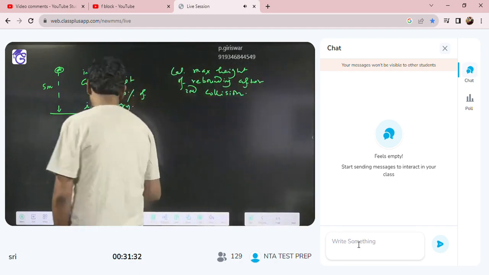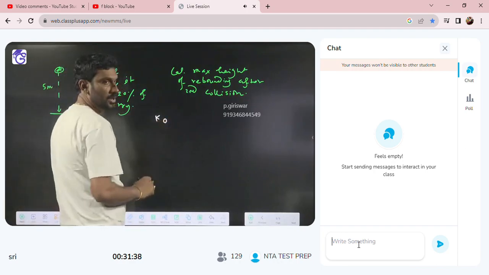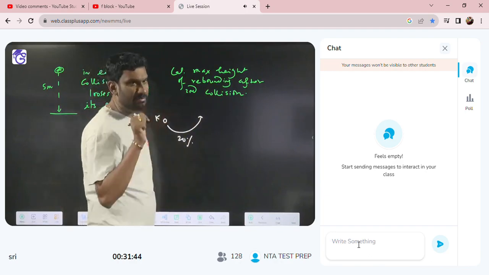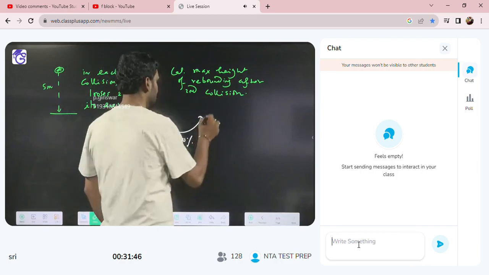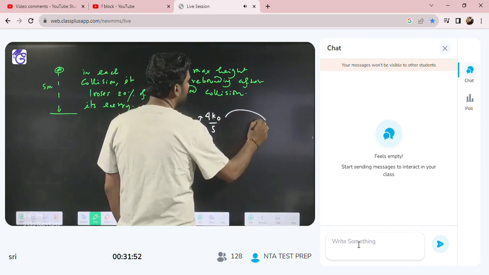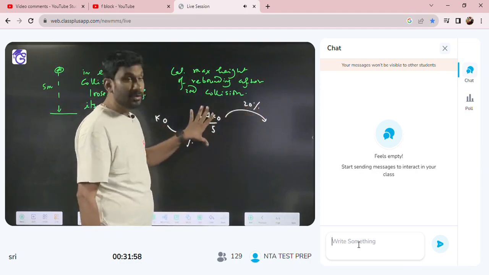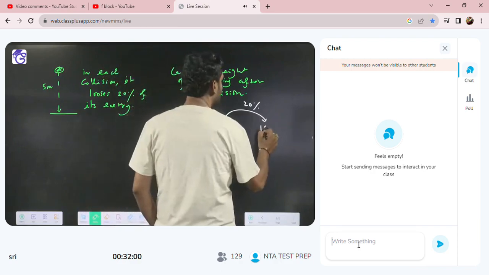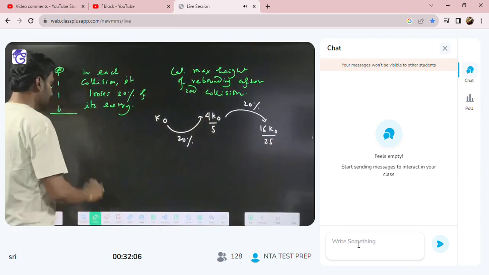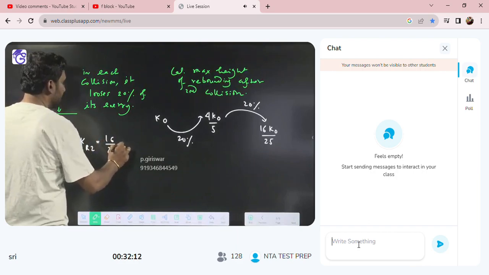When I solve it, you do like this. You take the energy to be K naught initially. After first collision, it loses 20%. 20% means 1 by 5. So remaining is 4 K naught by 5. Then again it loses 20%. So 4 by 5 of 4 K naught by 5 remains, that is 16 K naught by 25. So KR2 is equal to 16 by 25 of K naught.